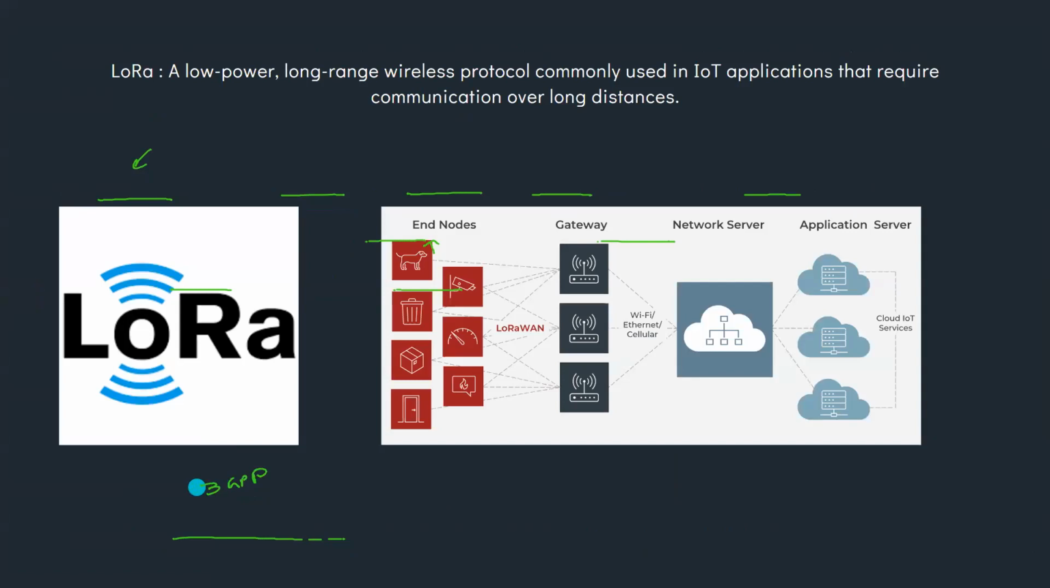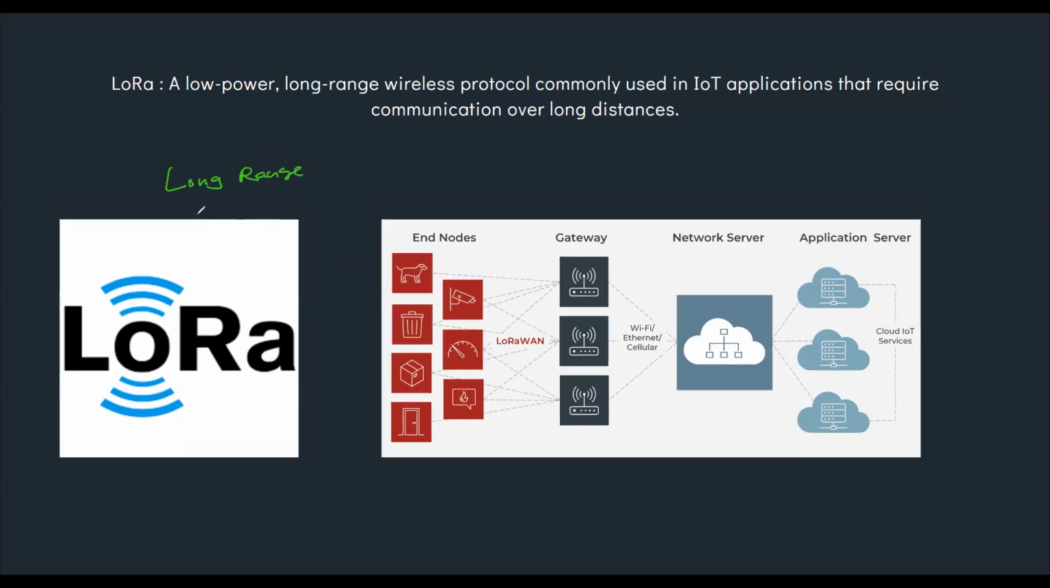Another type of communication technology that is used is LoRa communication. LoRa communication is used for long range communications. LoRa means long range, right? This was introduced in France first, and then it became popular. Long range communication is widely popular for IoT applications, especially because this is a low power communication technology, right?